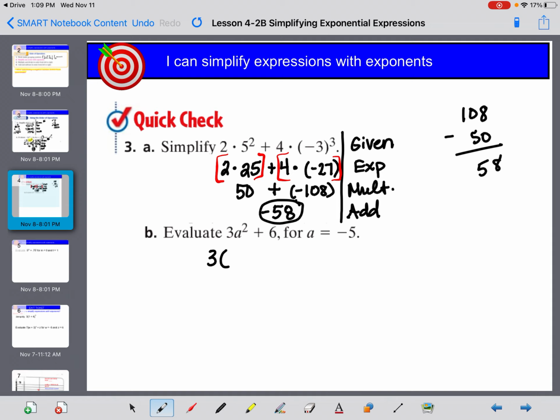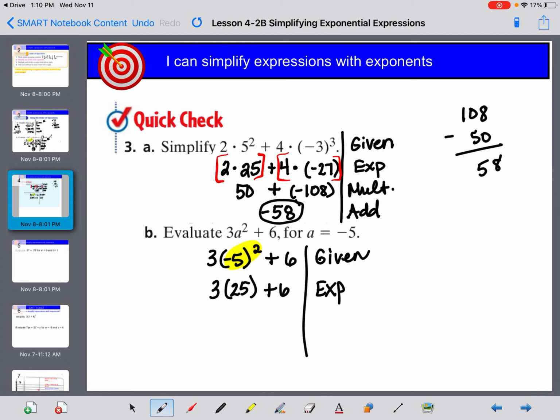The next one, 3, and then you substituted in -5 to the second plus 6. -5 to the second power is my first step. -5 times -5 is a positive 25. I got there by simplifying my exponent first. Then 3 times 25 is 75. So I simplified my multiplication part. Lastly, I need to add, and I get 81.